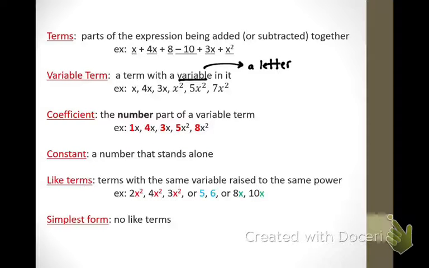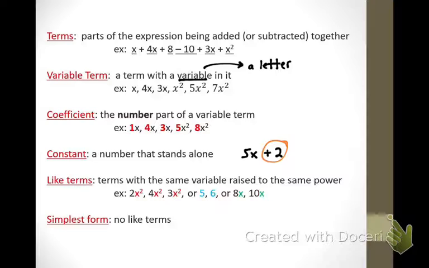Next up, we have something called a constant. Everyone say constant. A constant is the number that stands alone. So if I had 5x plus 2, what do you think the constant would be? 2. The 2. It's a number that stands alone. It's not attached to a variable or it's not attached to a letter. Okay? Next up, we have something called like terms.